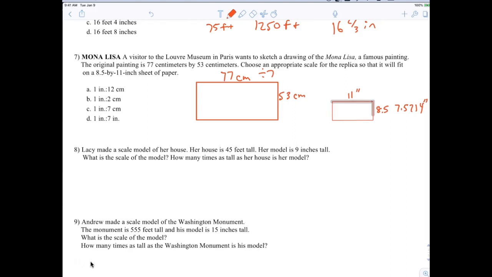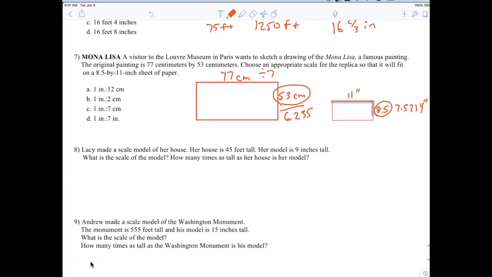Because what if I wanted to shrink the 53 down to 8.5? So everybody do for me 53 divided by 8.5. 6.235. Right, so I would be dividing by 6.235. Now do 77 divided by 6.235. 12.3. So is it going to fit? Hey, does everybody understand what I'm trying to show you now? It's not the easiest thing in the world to explain. I'm trying to make sure you understand what I'm saying.